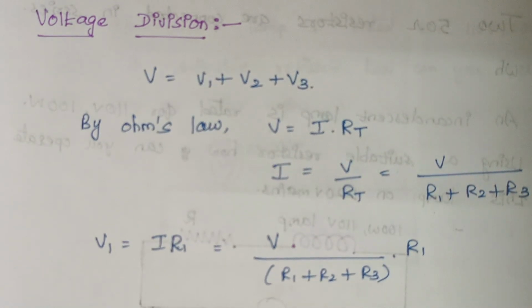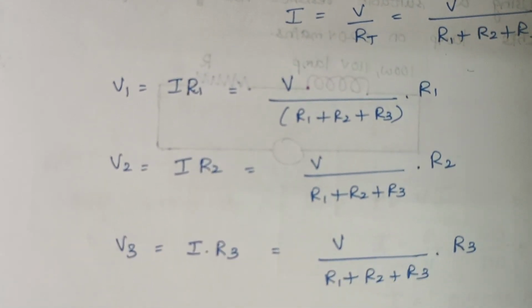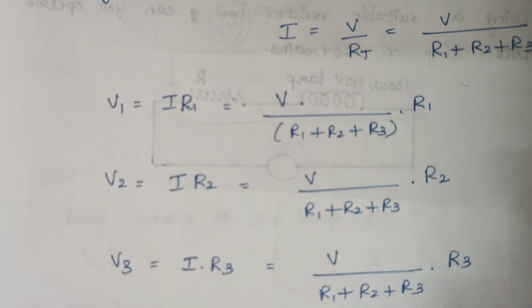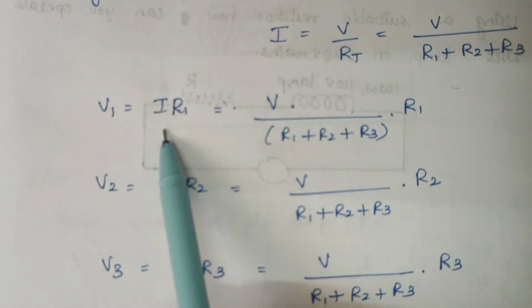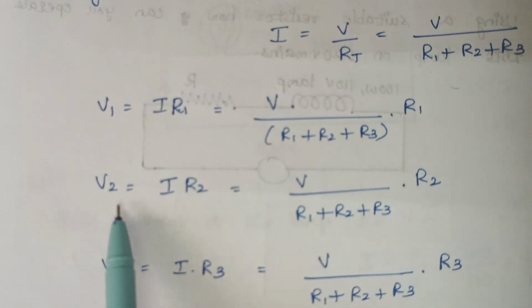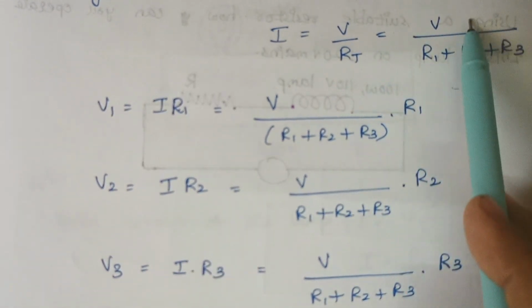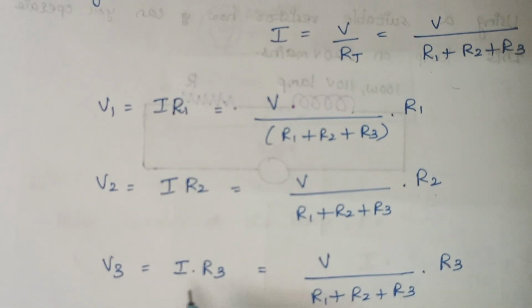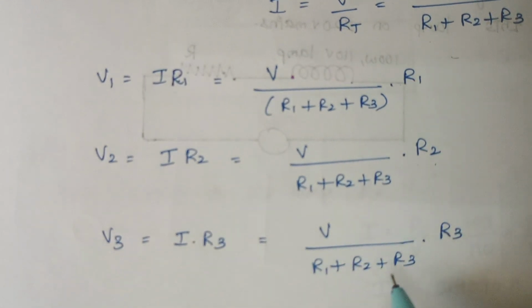Now we are going to frame formulas for V1, V2 and V3. When you consider V1, V1 is equal to I into R1. What is the formula for I? The formula for I is V by R1 plus R2 plus R3, which gets multiplied by R1. Similarly, V2 is I into R2, where we know the formula for I, so it just gets multiplied by R2. And similarly, V3 is given by I into R3, and the formula for I is V by R1 plus R2 plus R3, multiplied by R3.